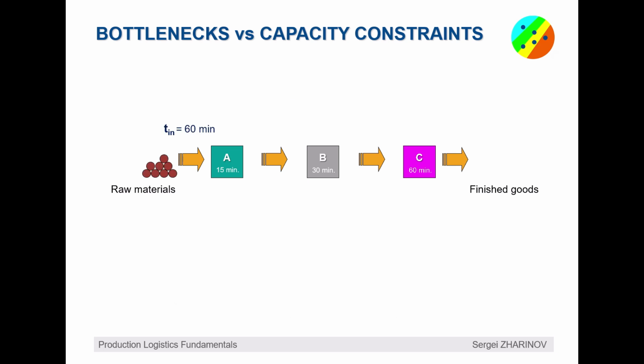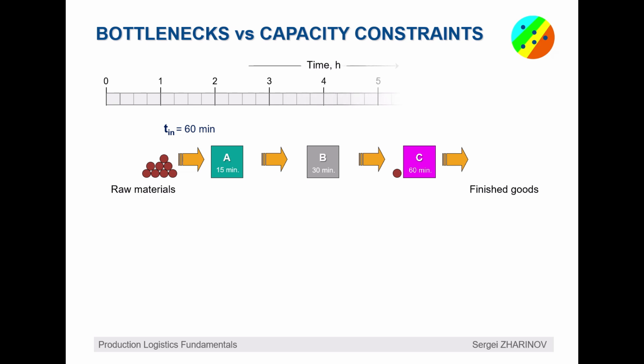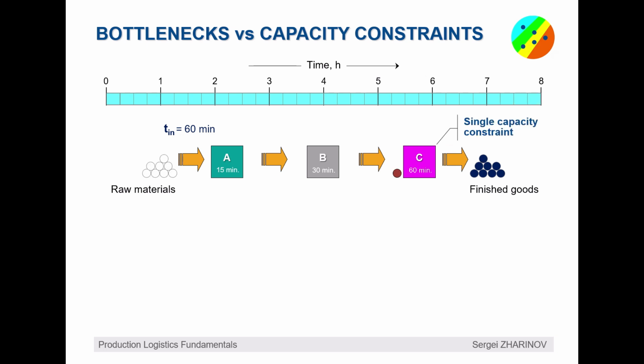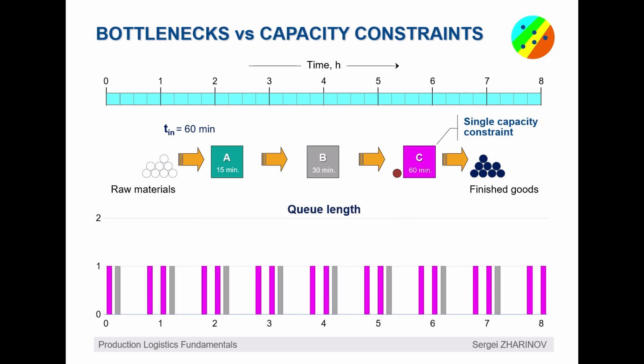Suppose that we introduce one blank into the system every 60 minutes and there is one raw part before step C at the very beginning. Let's see what happens if we check the system status every 15 minutes for 8 hours. In 8 hours, there are 8 parts at the output and 1 in process right before step C. There has never been more than 1 blank in the processing queues.